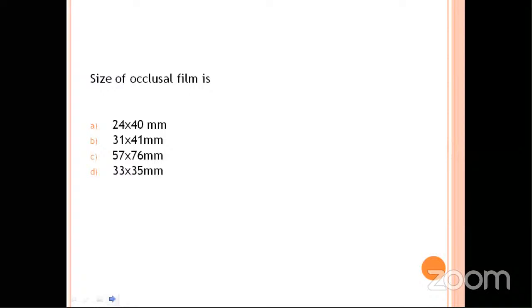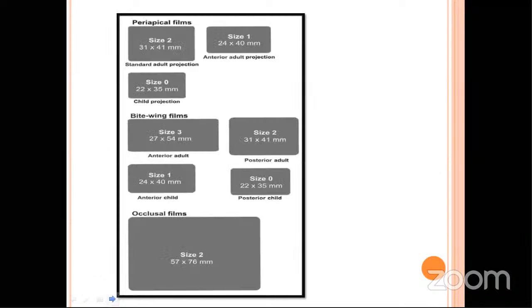So what is the size of occlusal film? 24 into 40, 31 into 41, 57 into 76, 33 into 35. The dimension which is more is the option for the occlusal film. Yes, it is 57 into 76, which is 3 times greater than that of the normal size 2 film which you use. So this again is a picture showing the various dimensions of the films which we use.